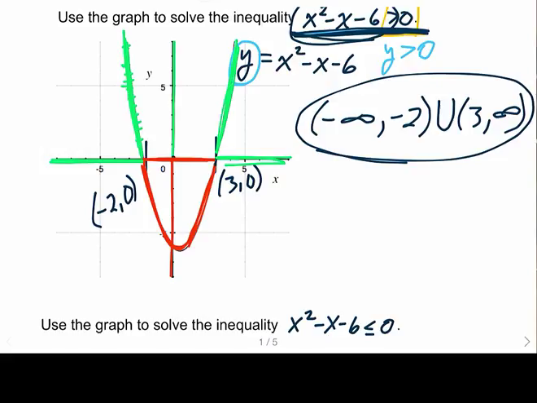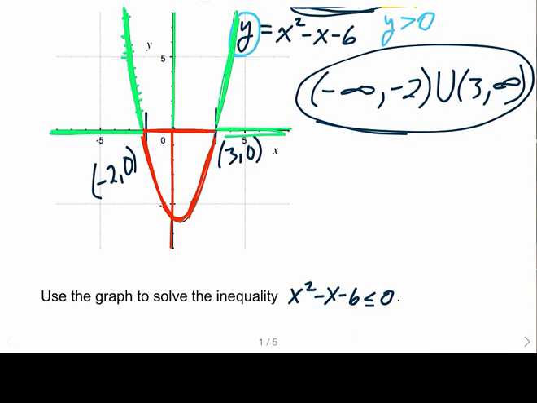Next, we have the same expression, but a different inequality. We're going to use that same graph to solve the inequality x squared minus x minus 6 is less than or equal to 0. Less than or equal to 0 has two parts. One of them is less than, the other is equal to. In other words, we are now going to include the points that are on the x-axis, and because we want values that are less than or equal to 0, we're going to include all of the values that are below the x-axis as well. Those function values correspond to input values that are between negative 2 and 3 inclusive.